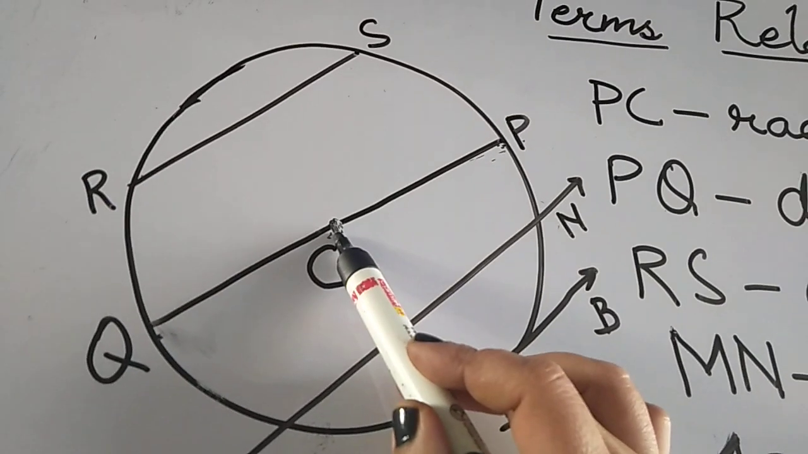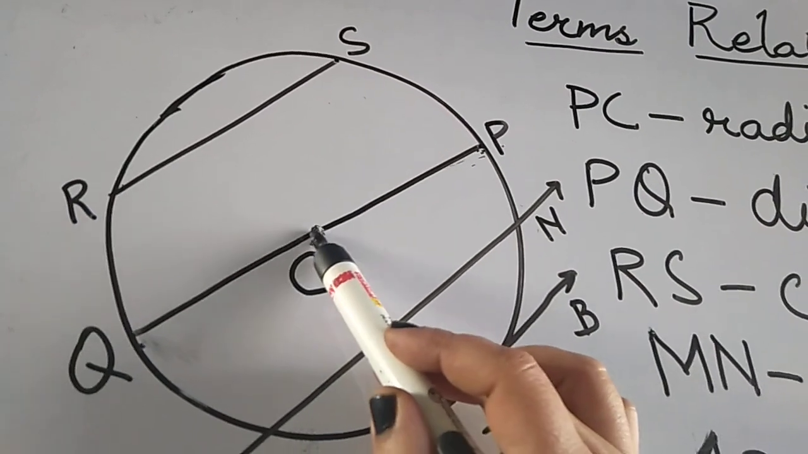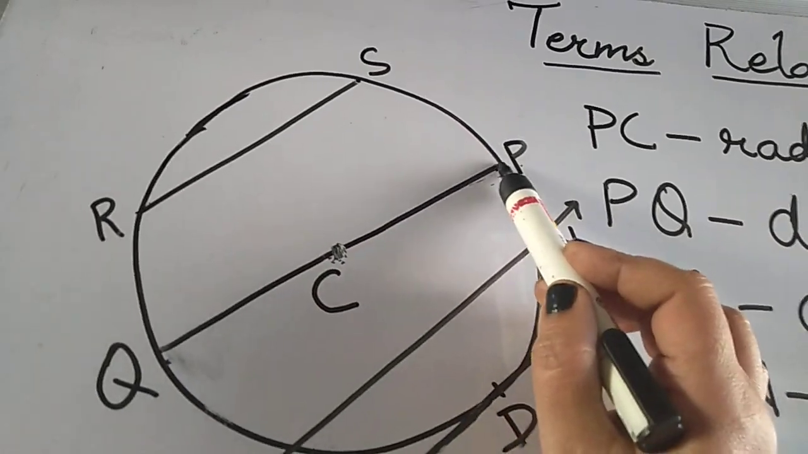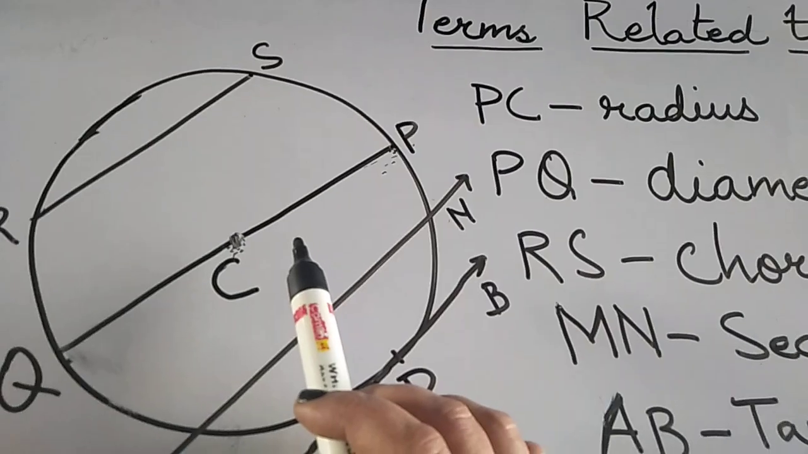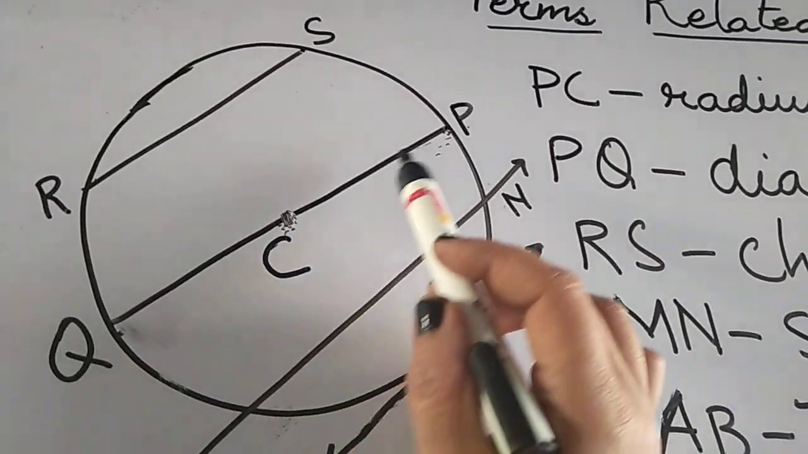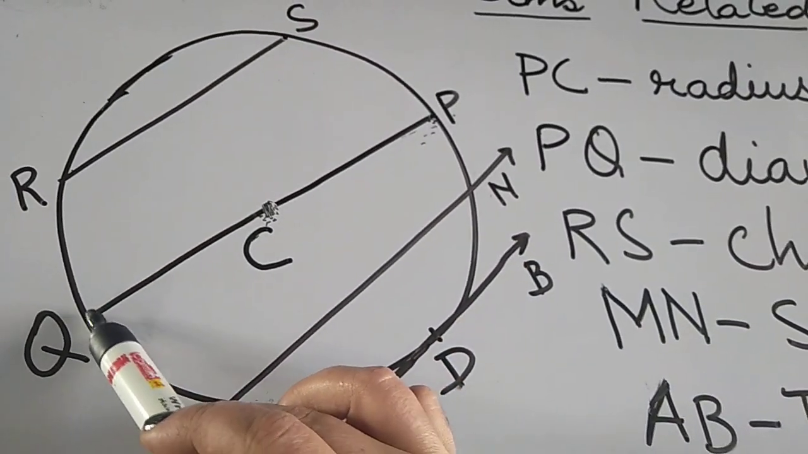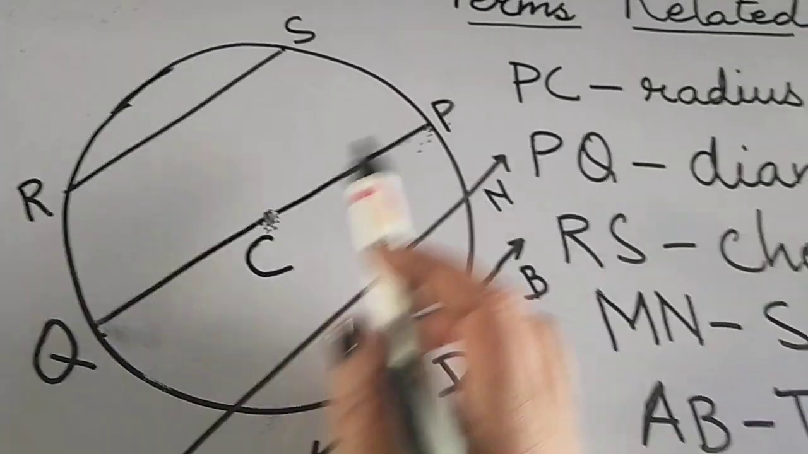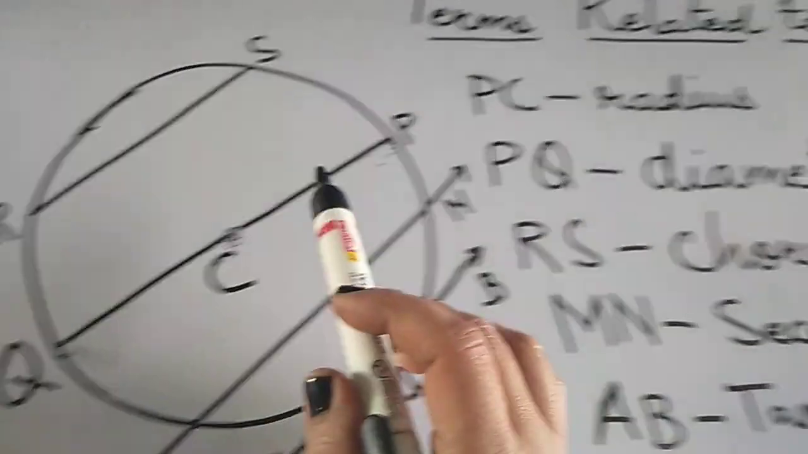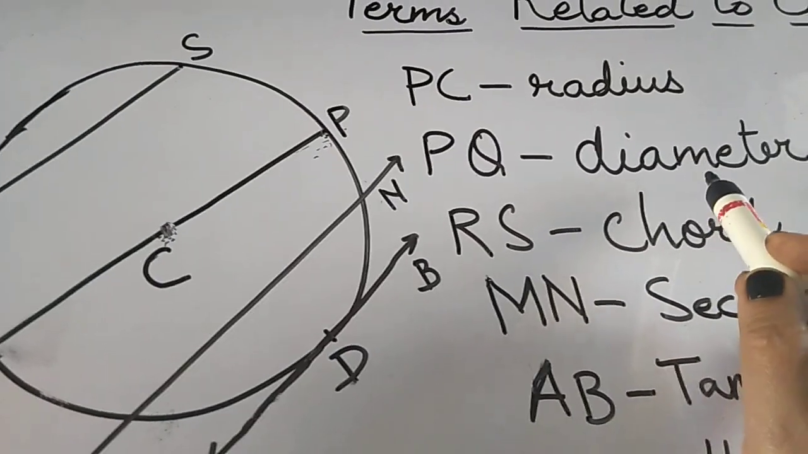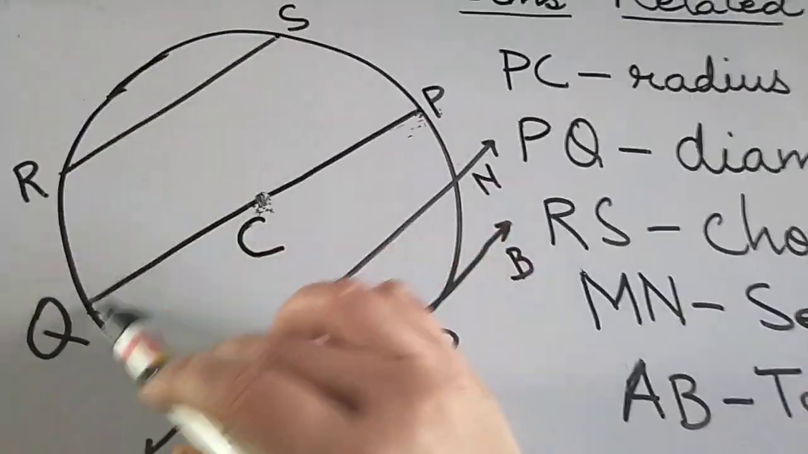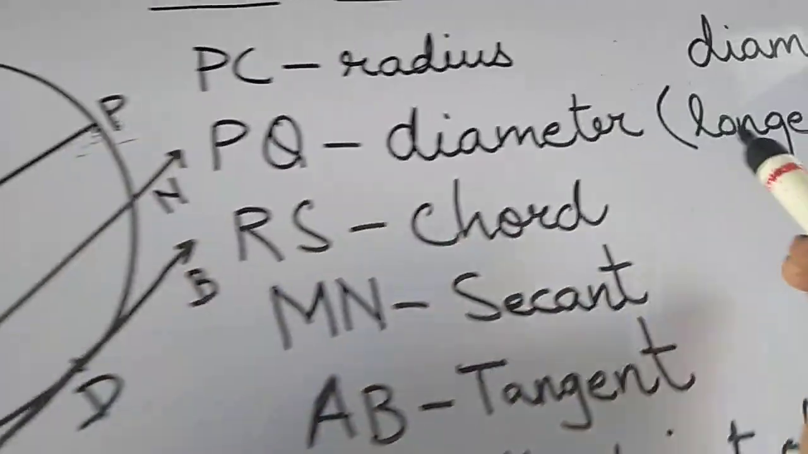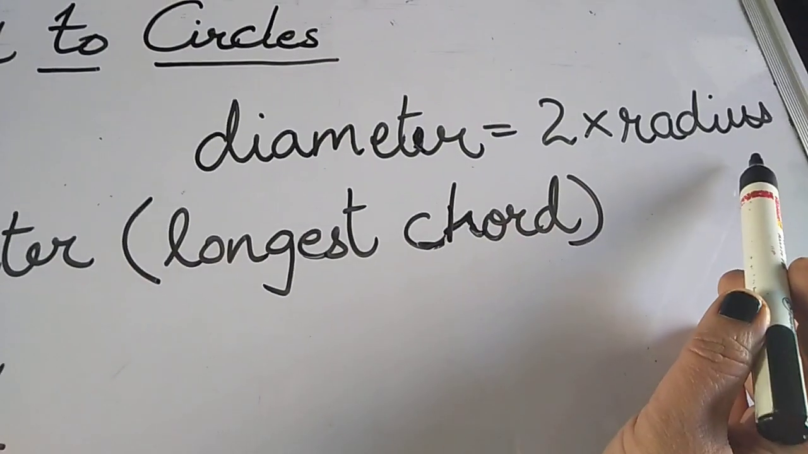Now what is C called? C is called the center of the circle. And what is this length PC called? PC is called the radius of the circle. And if we produce this line to cut the other part of the circle, then this line PQ is called the diameter. You know that PC is the same as QC, so the diameter is 2 times the radius. Diameter is twice the radius of a circle.